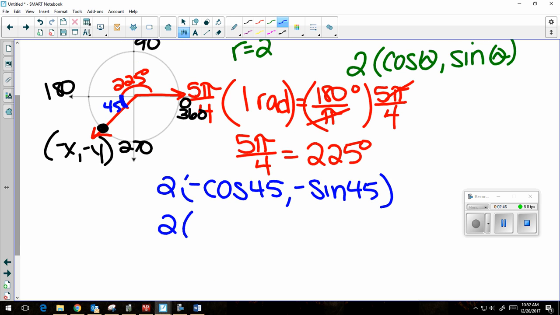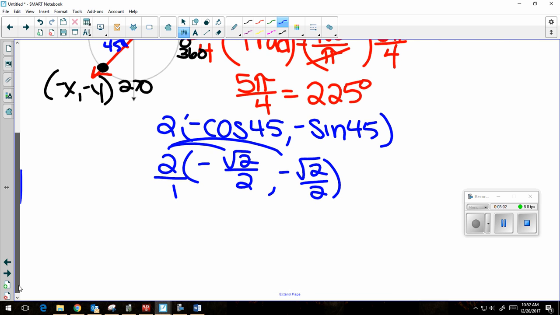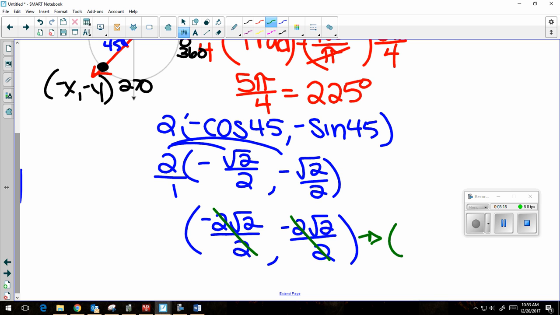So from your exact value chart, cosine of 45 is radical 2 over 2, and so is sine of 45. Now I need to distribute. Remember, this 2 is technically over 1. So when I distribute, I'm going to get negative 2 radical 2 over 2, comma negative 2 radical 2 over 2. And my 2's are going to cancel here and here. So my final answer, the final coordinates of point B, are negative radical 2, comma negative radical 2.